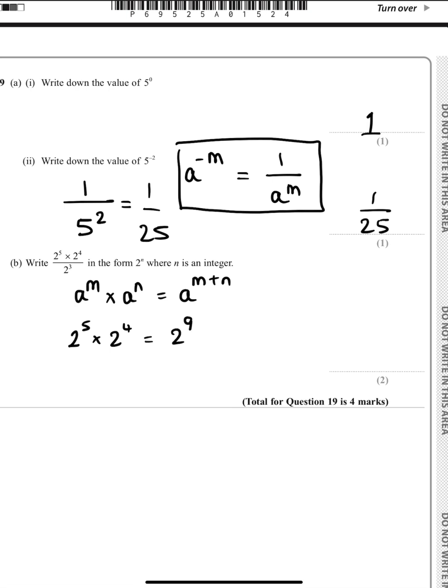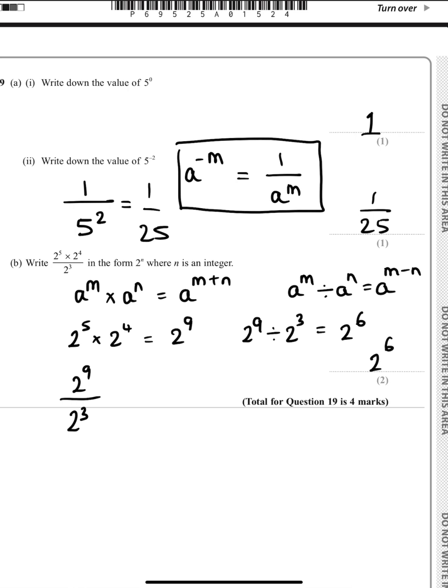And then I'm going to use another index law because I now have a calculation that says 2 to the power of 9 over 2 to the power of 3. Now, when you have a fraction, you know that it means the numerator is being divided by the denominator. So the other index law that I could use is that a to the power of m divided by a to the power of n equals a to the power of m take away n. So I can apply that here and say 2 to the power of 9 divided by 2 to the power of 3 is equal to 2 to the power of 6, because 9 take away 3 is 6. So the answer is 2 to the power of 6.